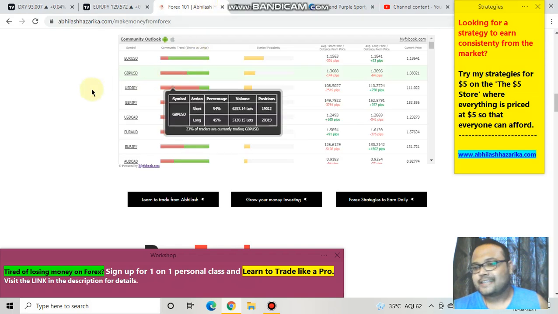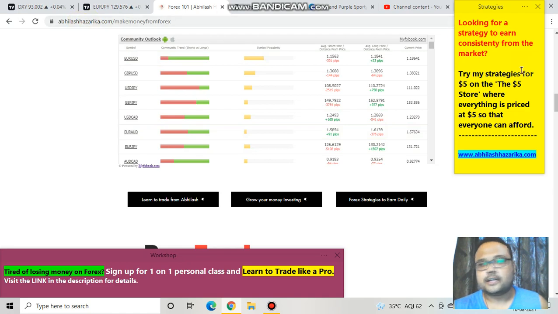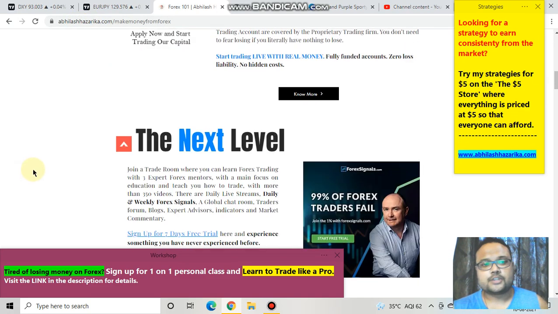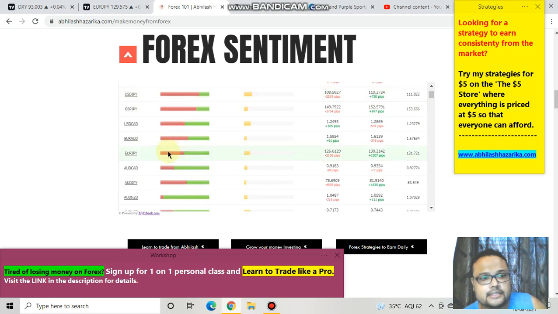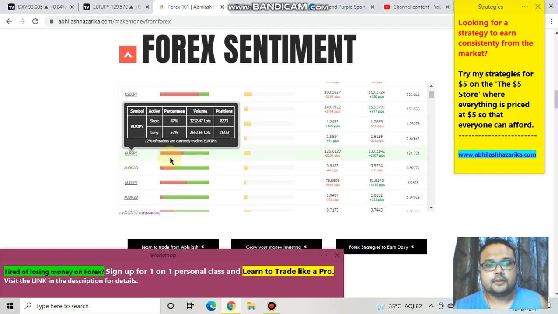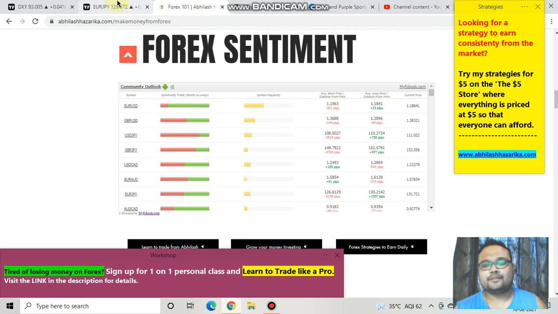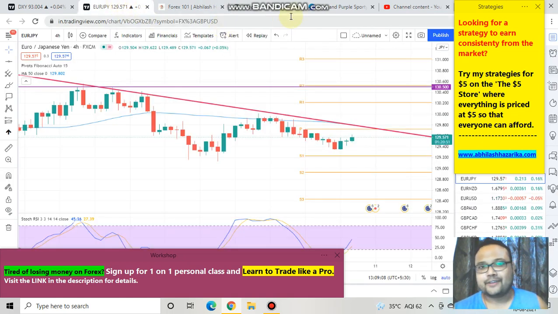And if you go to the Forex sentiment meter here, you'll find the Forex sentiment meter on my website avilashhazarika.com under the Forex 101 section. In the Forex sentiment meter, you can see that 47% retail traders have taken a short position and 52% retail traders have taken a long position. So they are very much confused right now. And as we all know, 90% retail traders lose money. So trade wisely, trade with your proper analysis. Okay, so this is it. So you have understood what you need to do and where you should be taking your position.